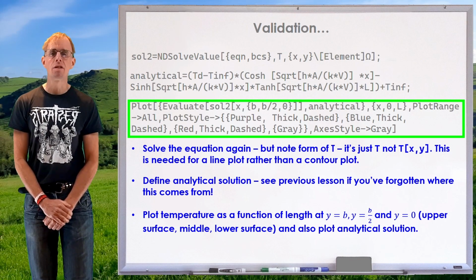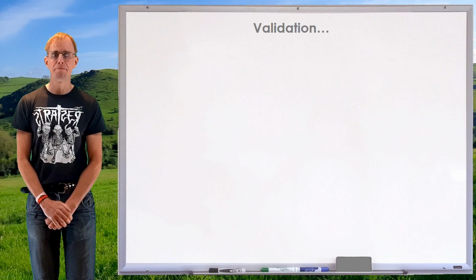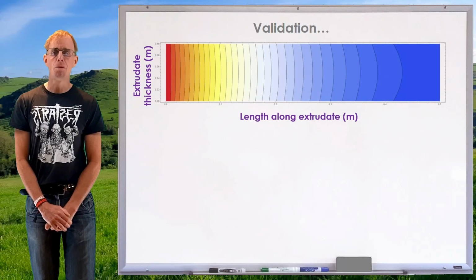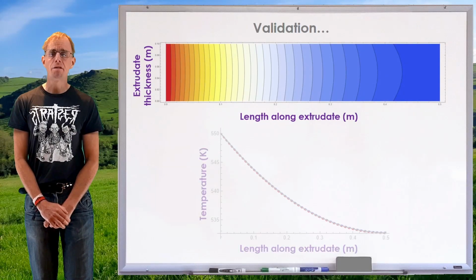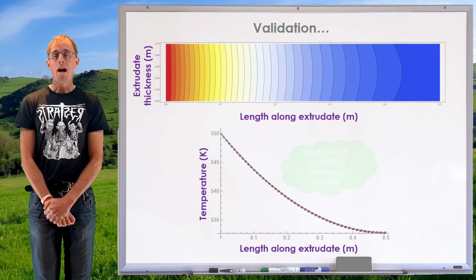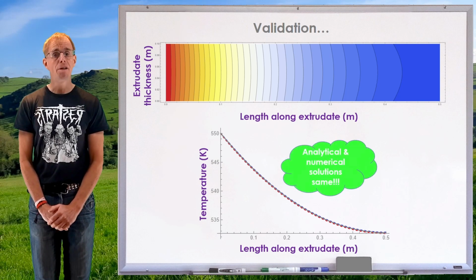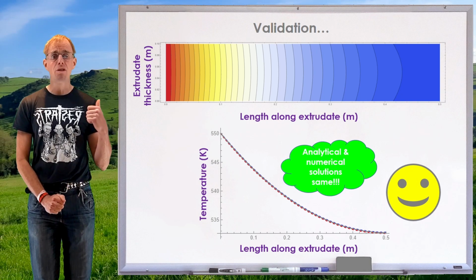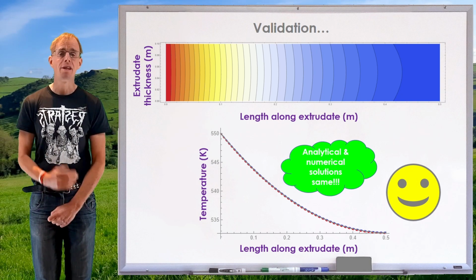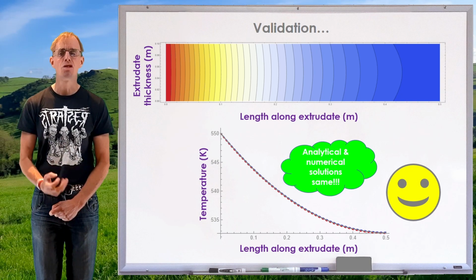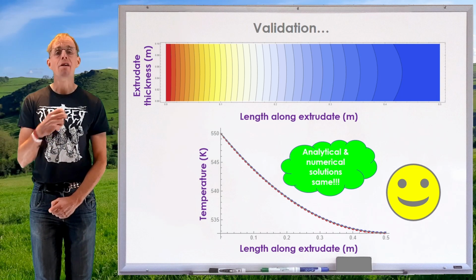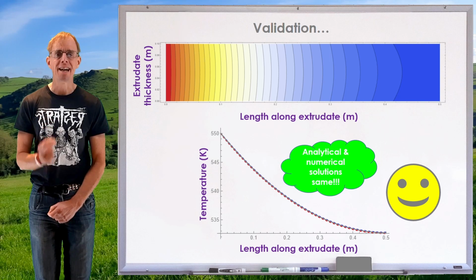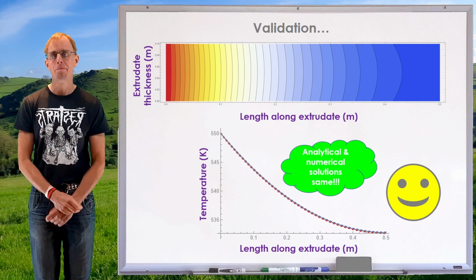So let's have a look at this line graph and see what it looks like. The corresponding temperature field is there on the board, and my line graph looks like so. I was going to label up the different parts of this as the middle bit, the upper bit, the lower bit, and the analytical, but there's 4 solutions there and they all overlay. So the analytical solution and the numerical solutions are the same. Our numerics are right, or at least our numerics correspond identically to the analytical solution for the one-dimensional problem.